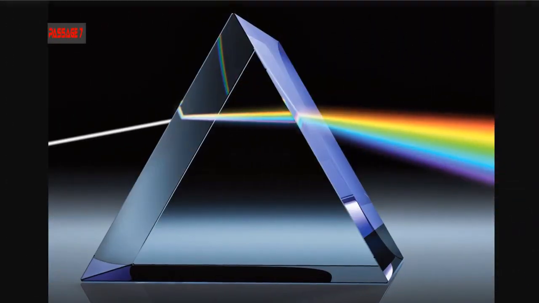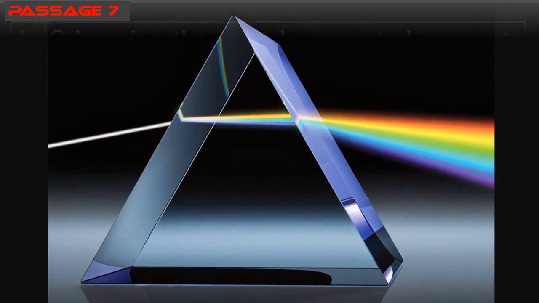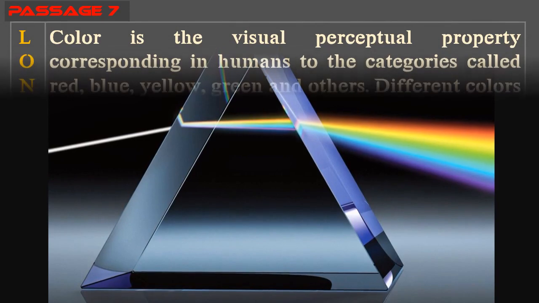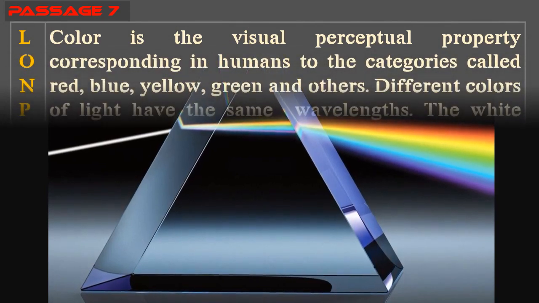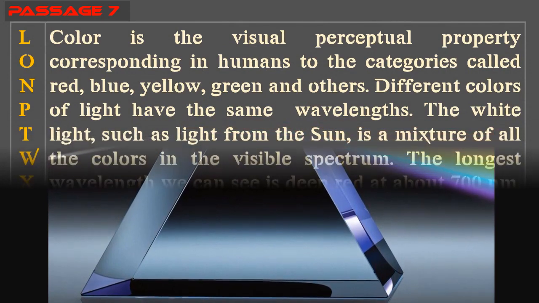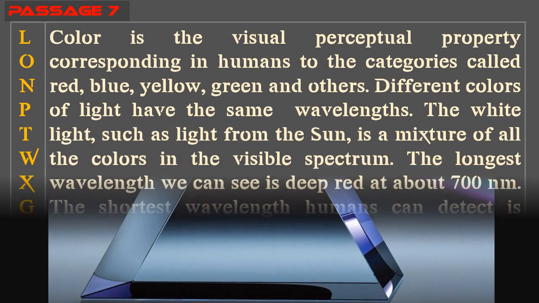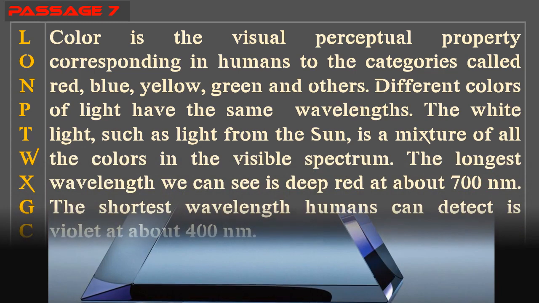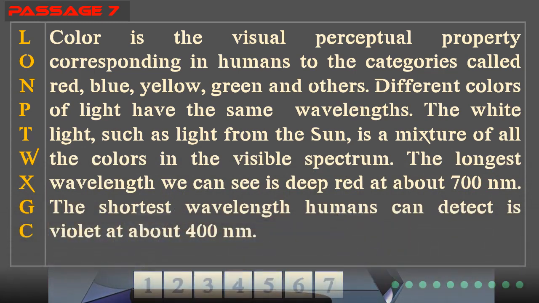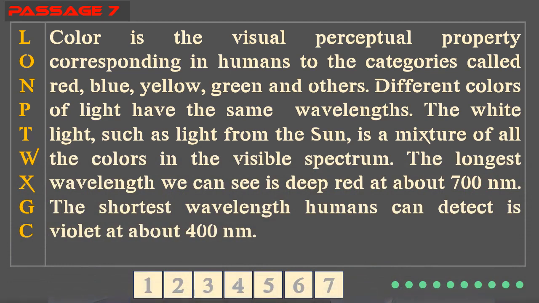Passage 7. Color is the visual perceptual property corresponding in humans to the categories called red, blue, yellow, green and others. Different colors of light have the same wavelengths. The white light, such as light from the sun, is a mixture of all the colors in the visible spectrum. The longest wavelength we can see is deep red at about 700 nanometers. The shortest wavelength humans can detect is violet at about 400 nanometers.